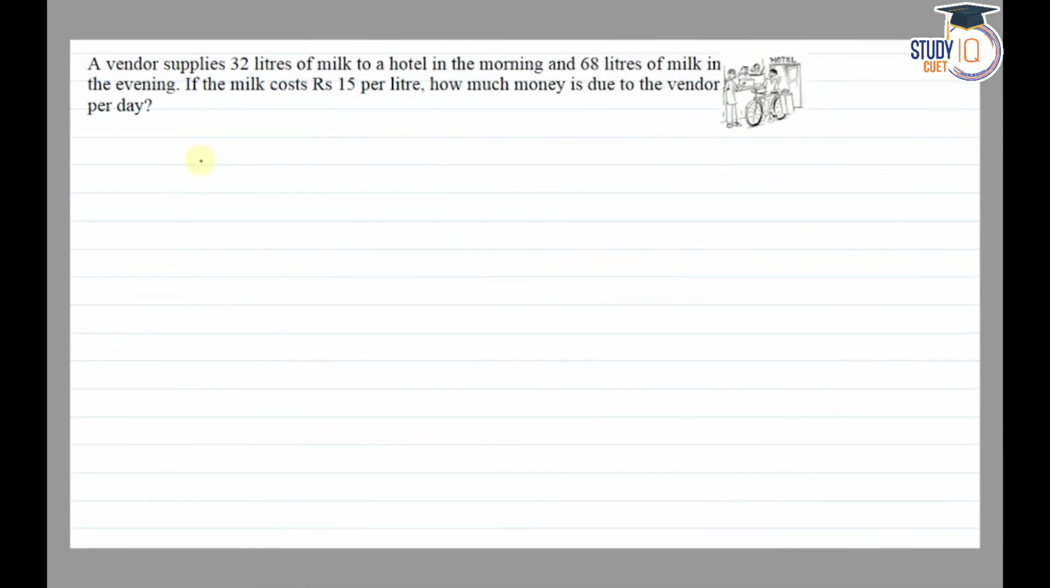Hello everyone, this question appears in class 6 NCERT chapter of whole numbers. This is sixth question of its exercise 2.2.